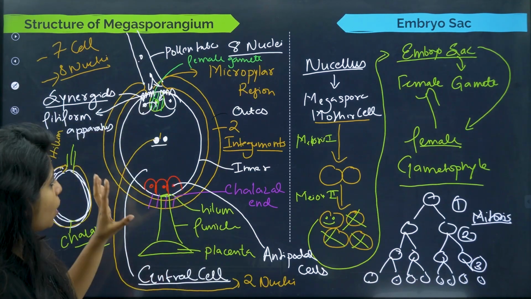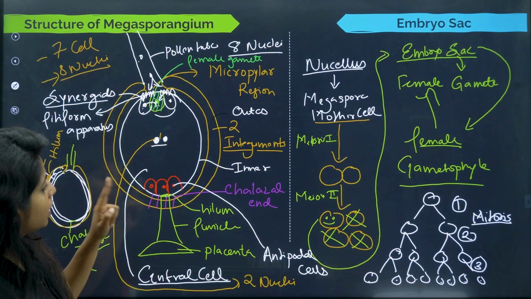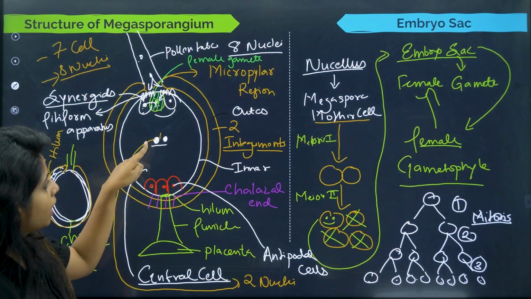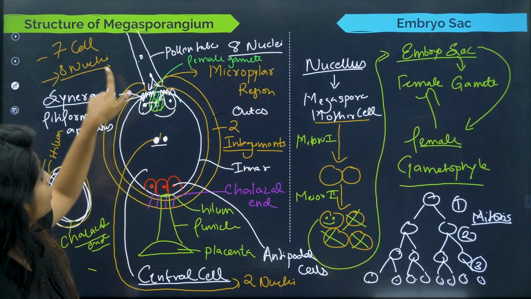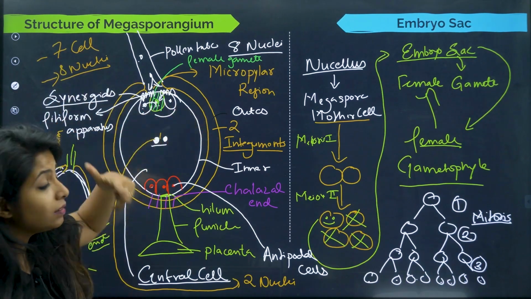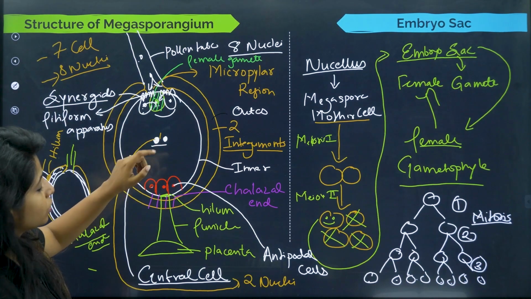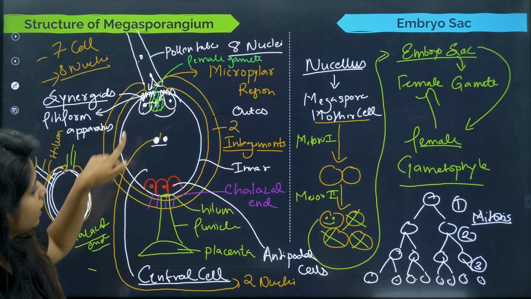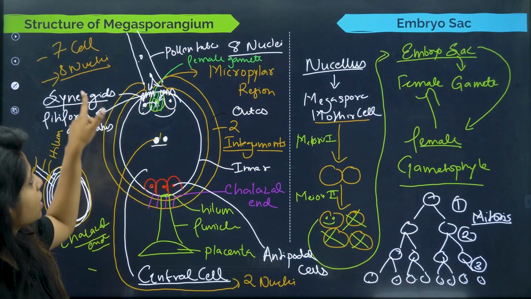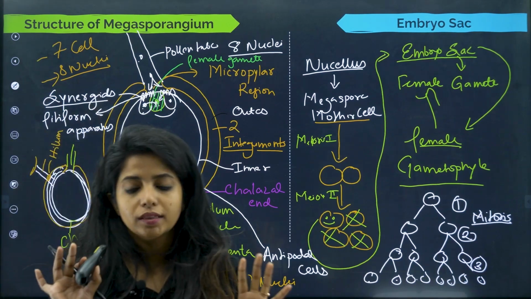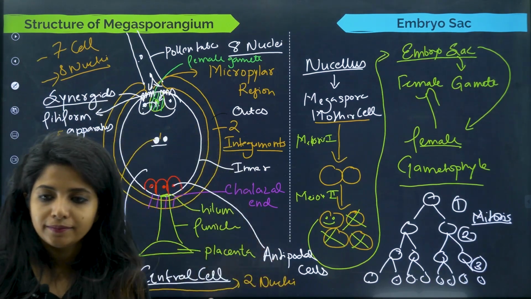So as of now, you only think there are 3 cells, 3 cells, 6 cells, and then one big cell like this, which is why there are 7 cells. But in the 7 cells, you have 8 nuclei. Why? 1, 2, 3, 1, 2, 3, 6, 7, 8. Okay. I hope this is very much clear.